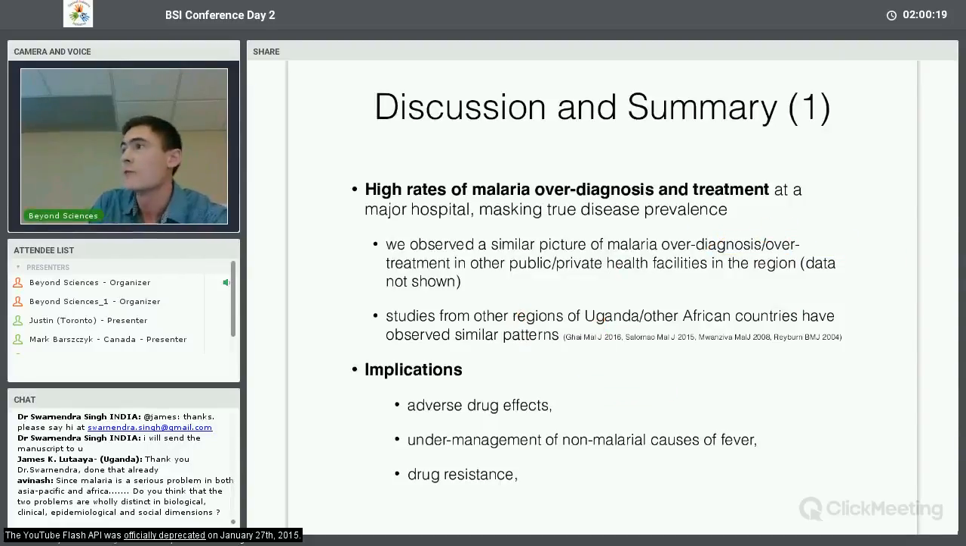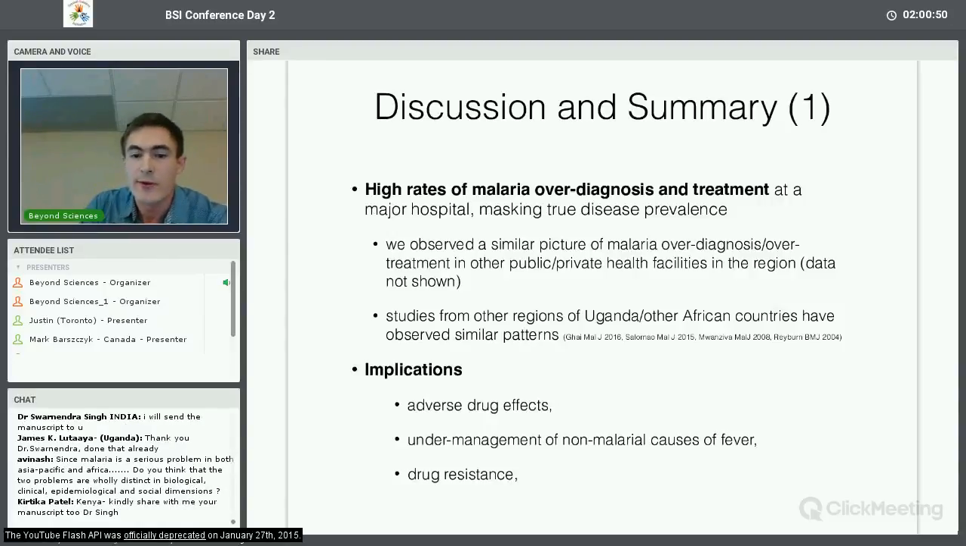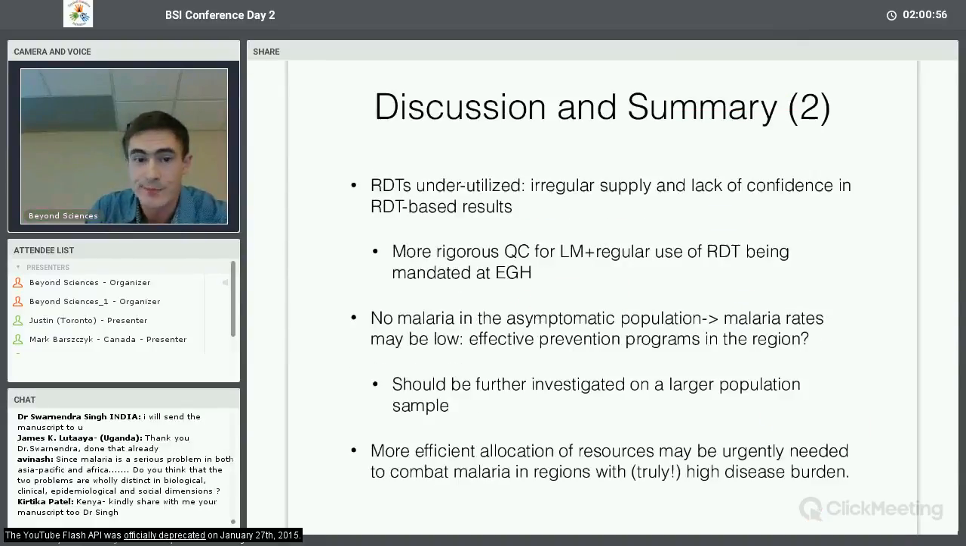The implications of malaria overdiagnosis and overtreatment are several. One of the main ones is that people may get adverse drug effects if they're treated with the wrong drug. If someone has a non-malarial infection and they receive anti-malarial treatment, it's probably not going to treat them for the other condition. There's also undermanagement of non-malarial causes of fever, which comes out of the first statement I just made. And a global concern is drug resistance. If you're treating people with anti-malarials on a regular basis, drug resistance will probably grow, according to some other research.